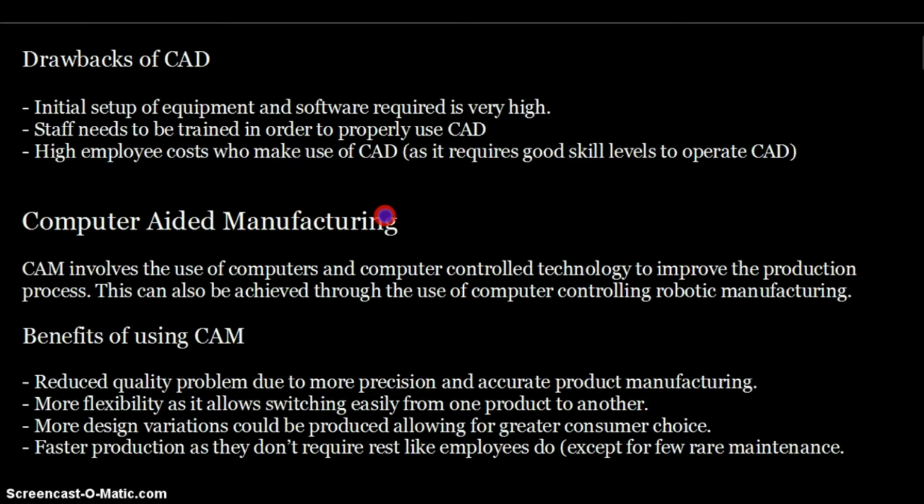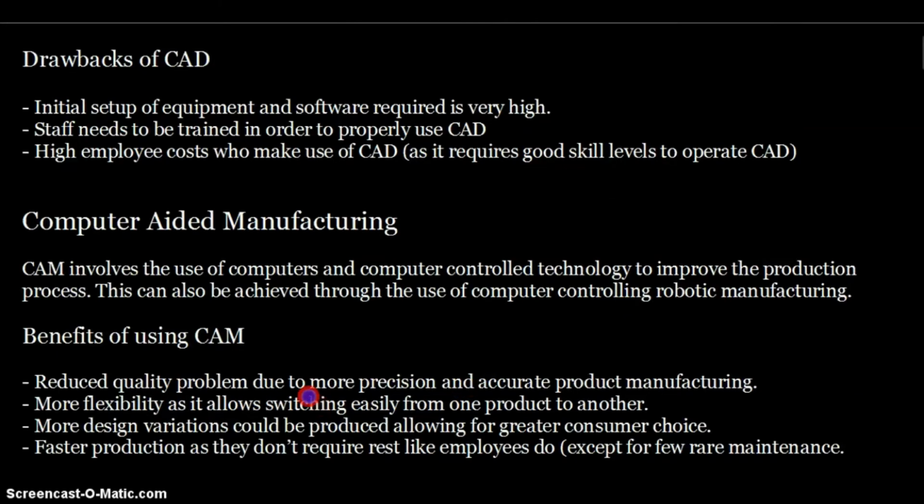So moving on, we have computer-aided manufacturing. Computer-aided manufacturing is basically CAM, you can say. CAM involves the use of computers and computer control technology to improve the production process. So basically, it's used for production or manufacturing. This can also be achieved through the use of computer-controlled robotic manufacturing. So just basically using robots to start manufacturing or producing products.